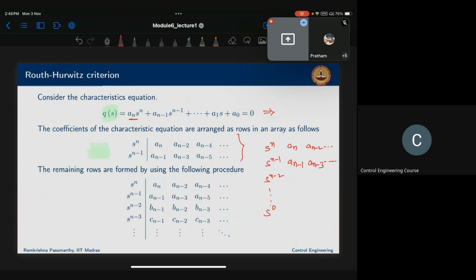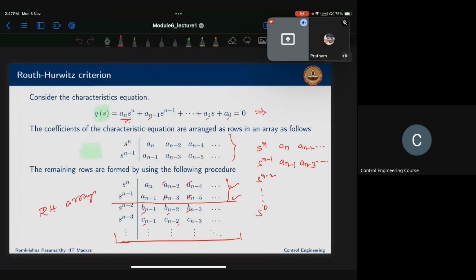So that is what this expression says. After finding these first two lines, it means that all the coefficients will be put in these two rows alternately: an, an minus 1, an minus 2, an minus 3, an minus 4, an minus 5, etc. Then using all these coefficients, we are going to find bn minus 1, bn minus 2, bn minus 3, cn minus 1, cn minus 2, cn minus 3. In that way we will fill this entire table. So this is called the RH array. We'll see an example, you will understand easily.